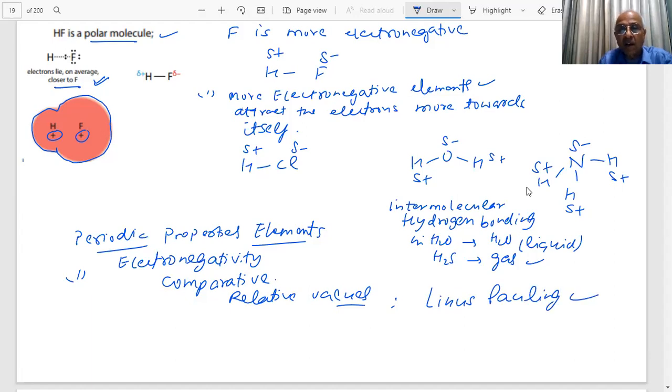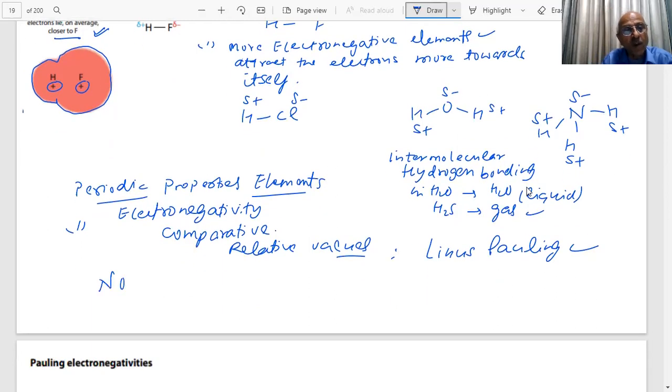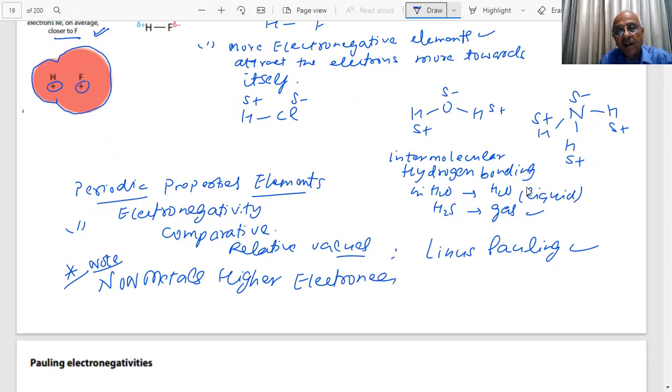So student, what is the base value that we compare it to? We are showing the table very soon, how we compare the electronegativity values. In general, non-metals have higher electronegativities than metals. You already know this, student. Important point, note down: non-metals have higher electronegativities than metals. Tell me yes or no. Is it right?